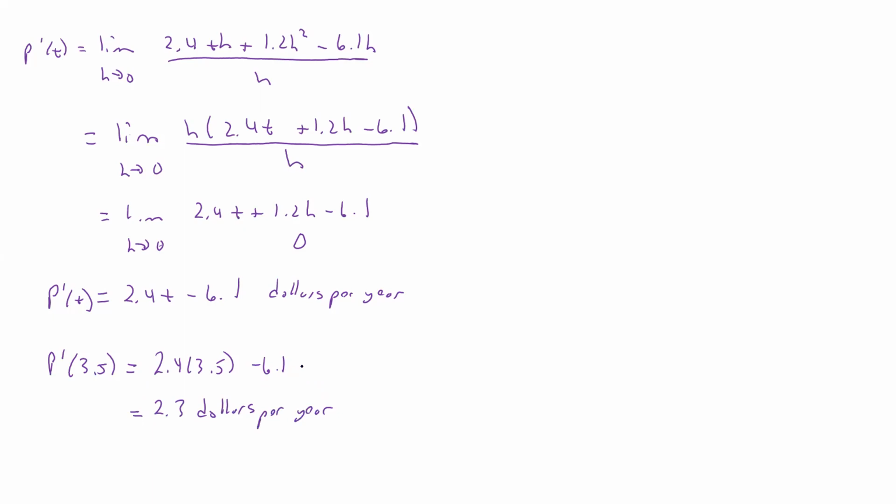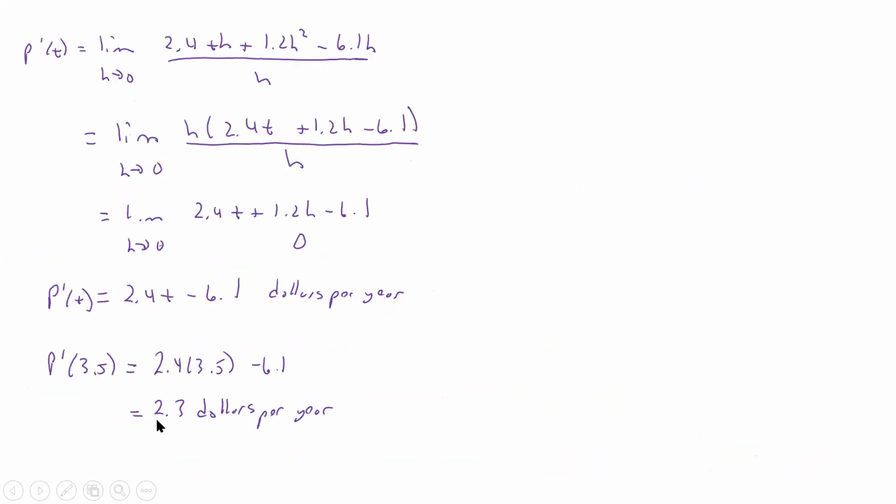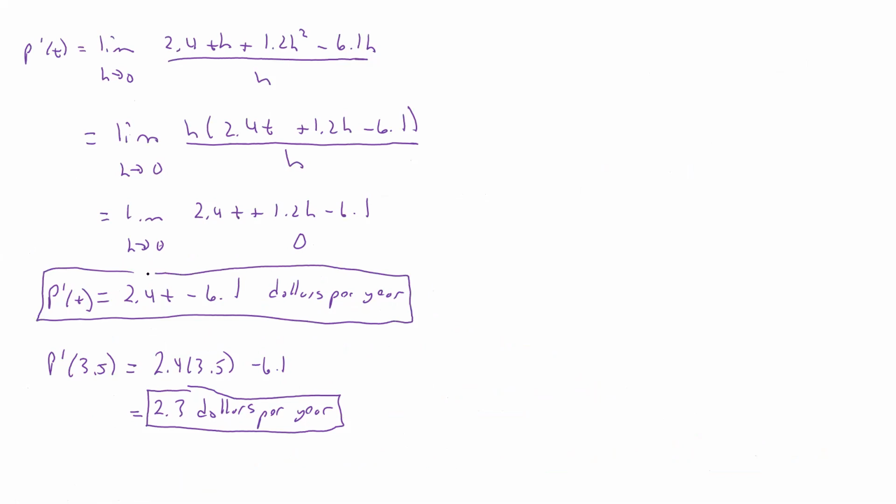Okay, and it doesn't actually ask us to interpret it, but it's going to be, in the middle of 2003, the average price paid by the fuel industry for a short ton of coal was increasing by $2.3 per year. Okay, and that's what it would be, but it doesn't ask for that. It just asks for what P prime of 3.5 equals. So that's what that was asking for, and this was part A. Okay, so those are the two things they're looking for.